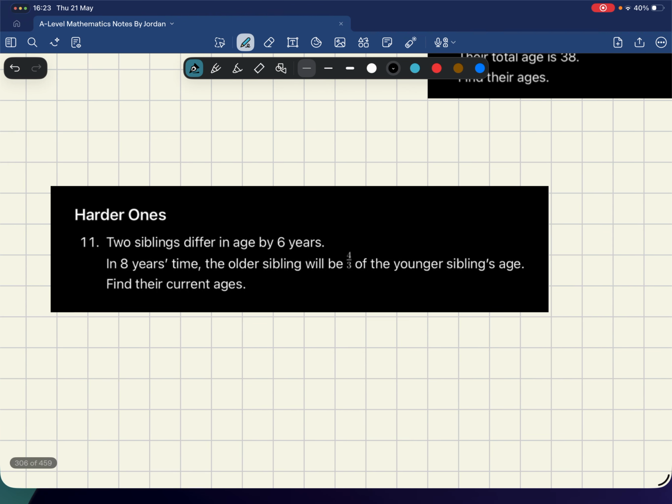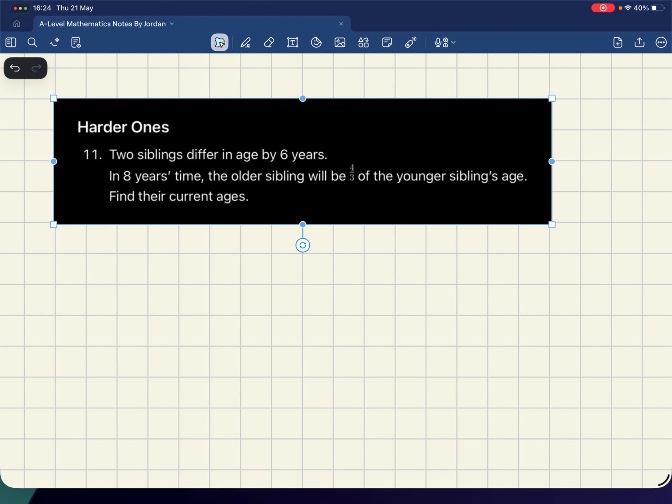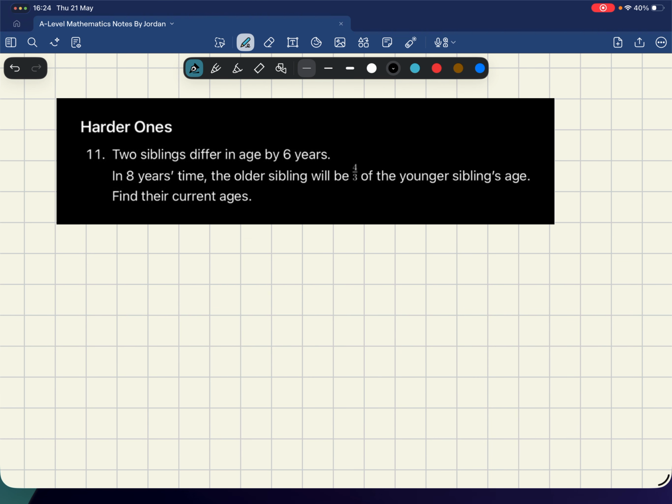Okay, so here's a harder one. We've got two siblings who differ in age by 6 years. In 8 years' time, the older sibling will be 4/3 of the younger sibling's age. Find their current ages. The approach for this is quite similar, it's just that you would have to write your equation slightly differently, and we need to think about it quite a lot.